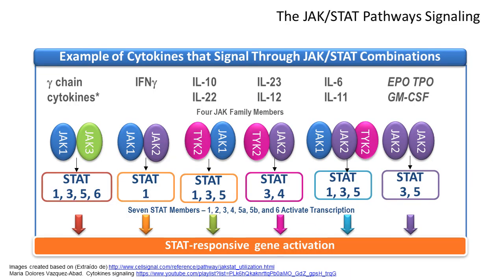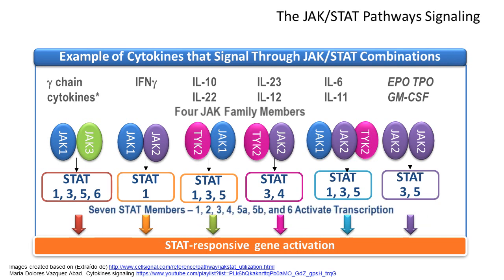There are four Janus kinases. They are called Jak1, Jak2, Jak3, and TYK2. And they signal through any one of a pair of seven STAT members, which are the signal transducers and activators of transcription. These are factors that, once they are activated by the Jak pair, translocate to the gene and activate the gene transcription.